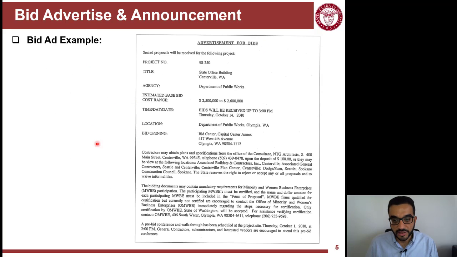So this is an example of an ad. Hopefully you can see it in the video, but for students, they will have access to the slides. But you can see here the project number. Within the owner organization, they have their project enterprise management system, the title, and the estimated base bid, that's based on the engineer's estimate.